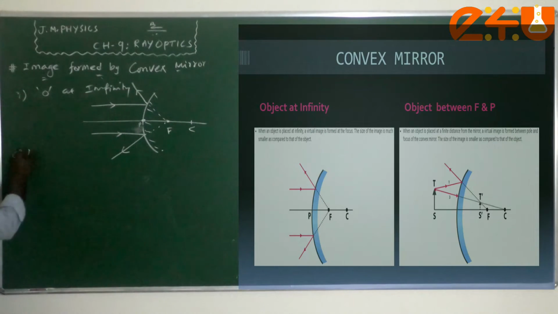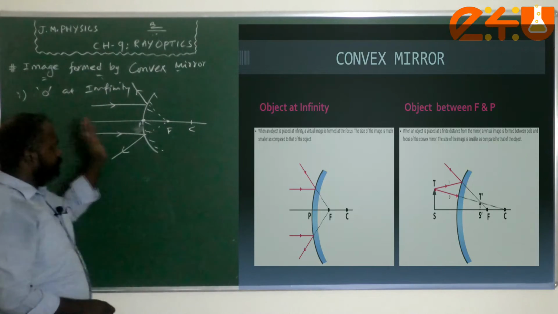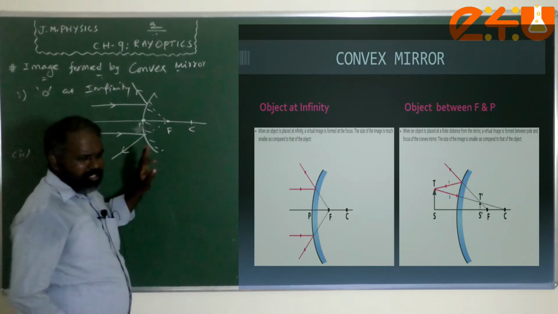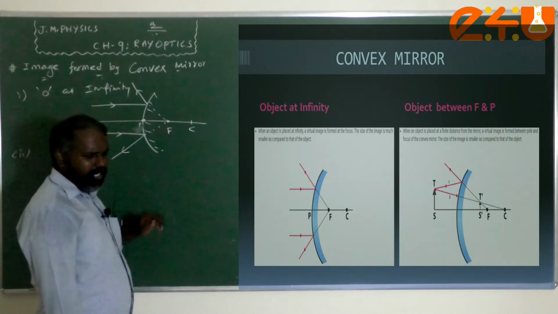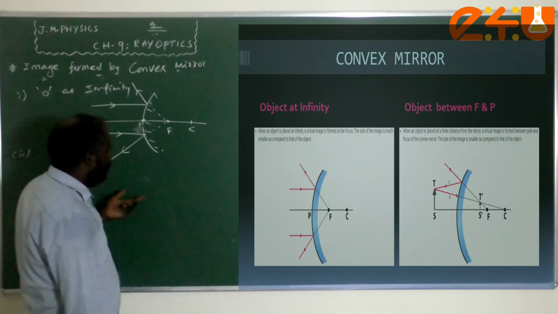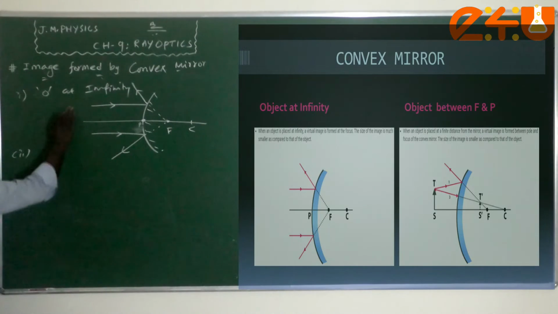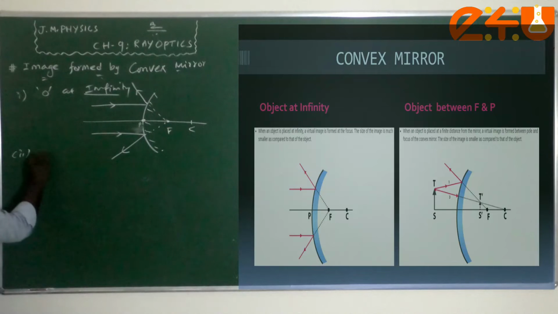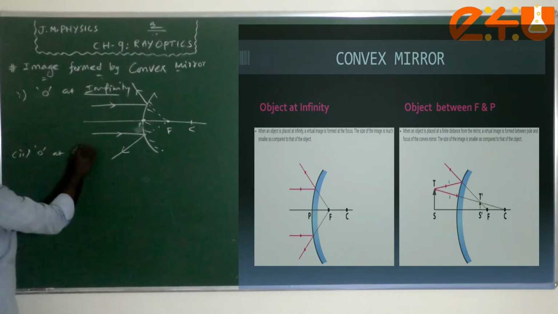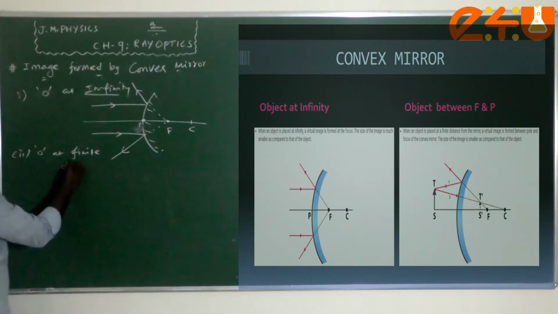Yes, the same slide is shown. When the object is placed between the distance f and p, it is not only f and p; in general, the object can lie at infinite distance or at any finite distance. Object at any finite distance. Any finite what, children? Distance.